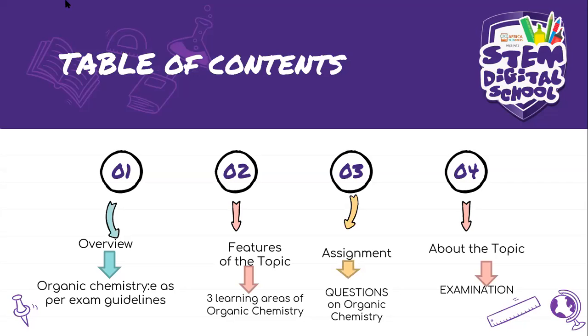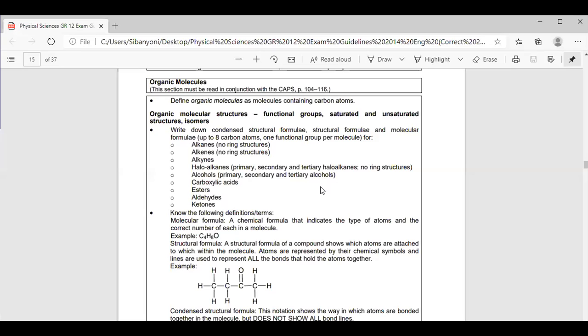So we are quickly going to look at what we are required to know as per the examination guidelines in this particular topic, which is organic chemistry. Now, here's a screen that I have shared for you, and it talks to organic chemistry and it comes from your examination guidelines. So for the first learning area of organic chemistry, we refer to that as nomenclature.